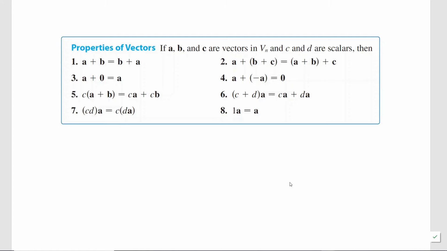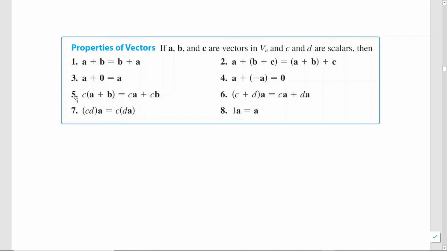Property 3 says that A plus 0 equals A. And 4 says A plus the negative A is the 0 vector. And property 5 says that the scalar multiple of A plus B equals the scalar multiple of A plus the same scalar multiple of B. And property 6 says that if you have two scalars c and d with a sum, then the vector A distributes over the scalars c and d.